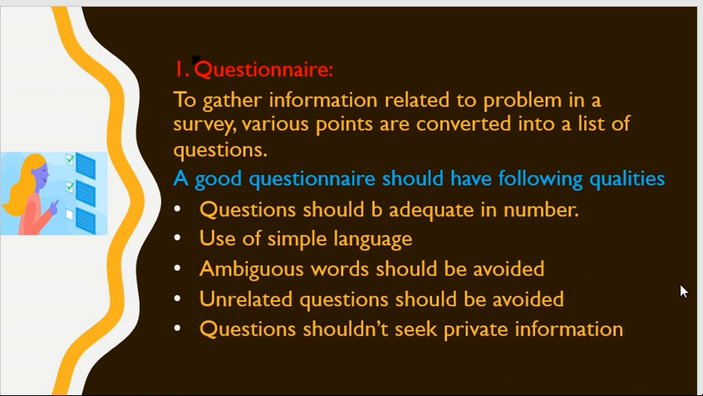So, a good questionnaire should have the following qualities. Number one, the questions should be adequate in number so that we could maintain the interest of the subject as well. It should be adequate in number, keeping in view the time limit also. The questions should be in simple language. We are supposed to use simple language so that everybody could understand it. Ambiguous words should be avoided. Unrelated questions should be avoided, and questions should not seek private information.